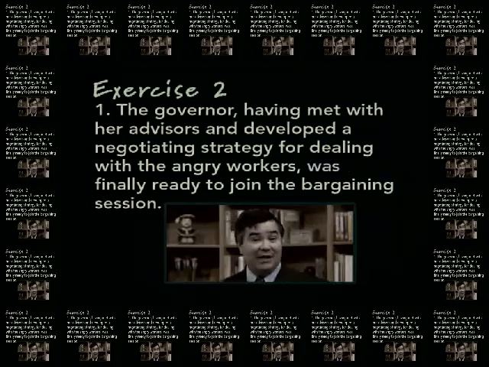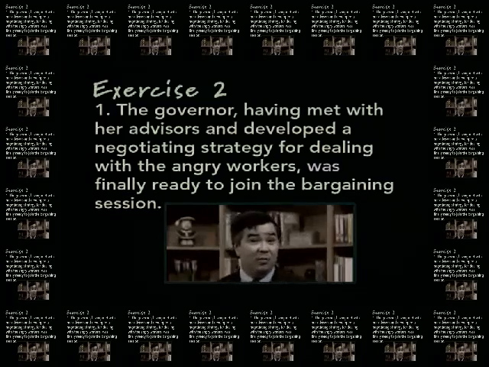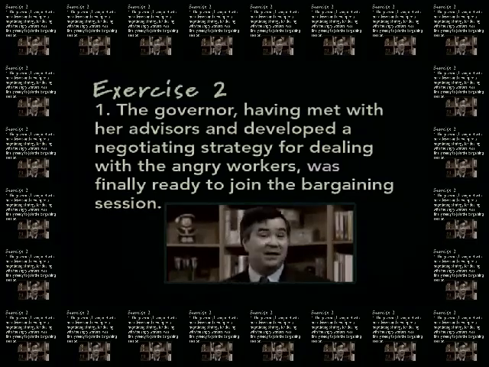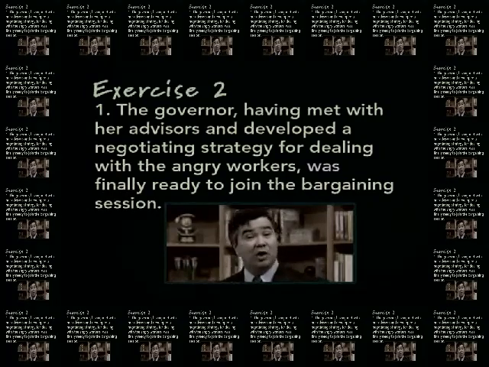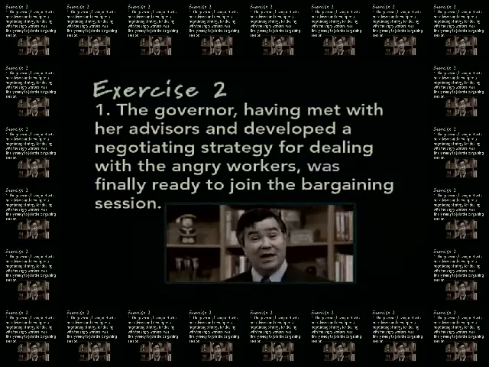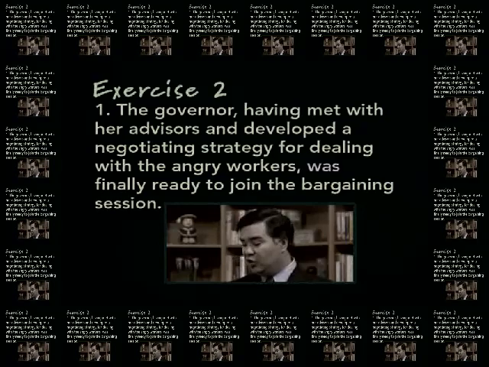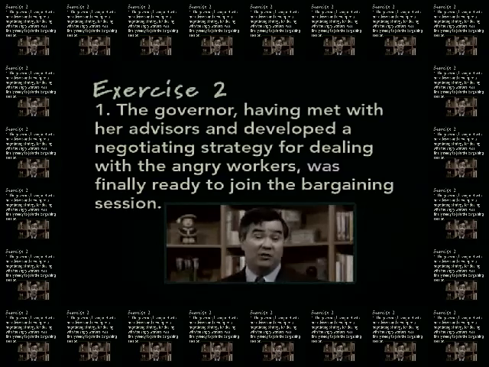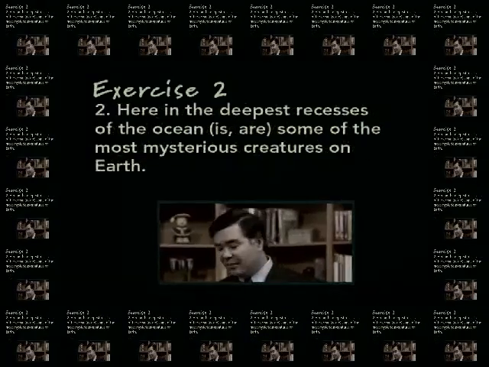Notice how in order to identify the proper subject in this sentence, you have to ignore all the words that come between the subject and the verb. And don't be distracted by them. You might see, for example, the word workers, which is plural, and think, well, maybe a plural noun requires a plural verb. But that's not the case, because the workers, that's not the subject of the verb. The workers were not finally ready to join the bargaining session. It's the governor who was finally ready. Singular subject, singular verb. Next example.